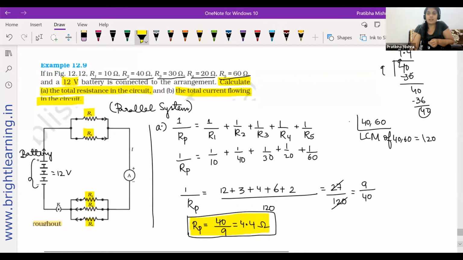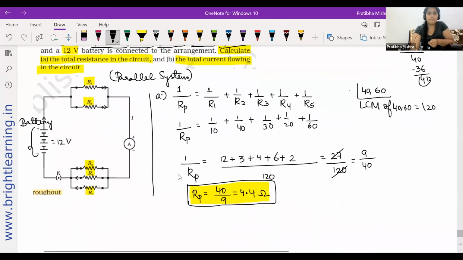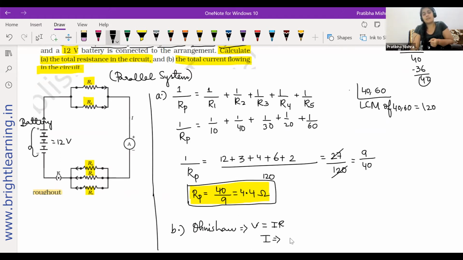You need to find the total current. Okay, how will you find that? Same method. Total current. According to Ohm's law, what is Ohm's law? V is equal to IR. So you have the total resistance, you have the total voltage, you find out I. V by R. So instead of R, it is V by RP. Okay, this is division. Slash, it's a division. So what is voltage? 12. What is the resistance? 4.4. So you'll get something very close to 3 point something.